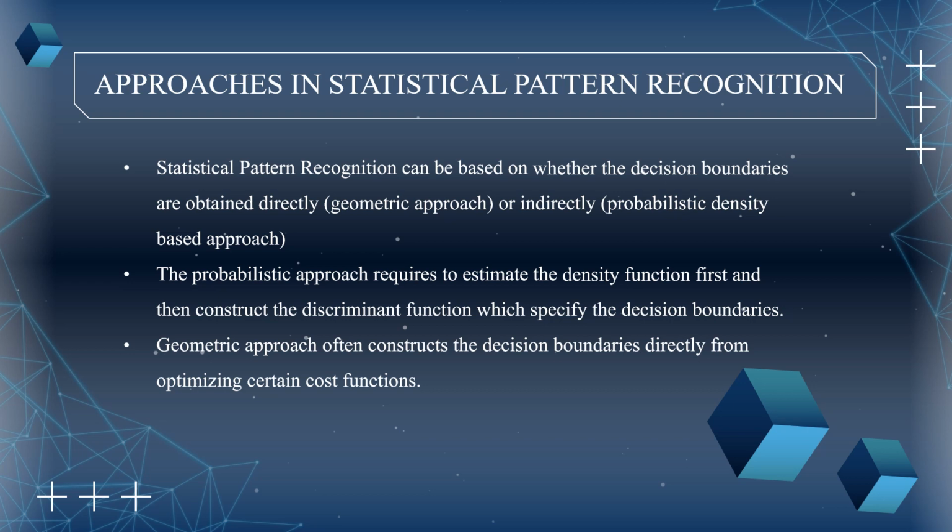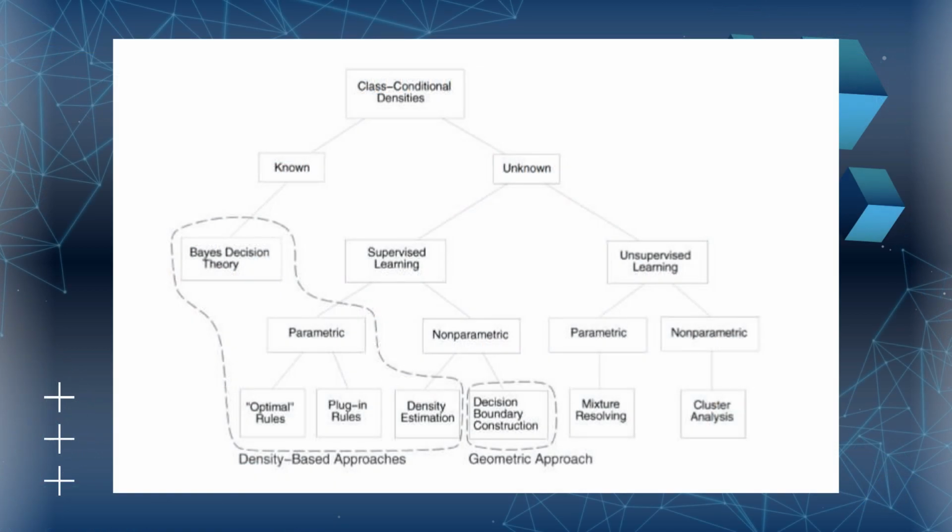Next is the process in statistical pattern recognition. Statistical pattern recognition can be based on whether the decision boundaries are obtained directly, the geometric approach, or indirectly, the probabilistic density approach. The probabilistic density approach requires estimating the density function first and then constructing the discriminant function which specifies the decision boundaries. The geometric approach often constructs the decision boundaries directly by optimizing certain cost functions. In this diagram, we can see various approaches to statistical pattern recognition.